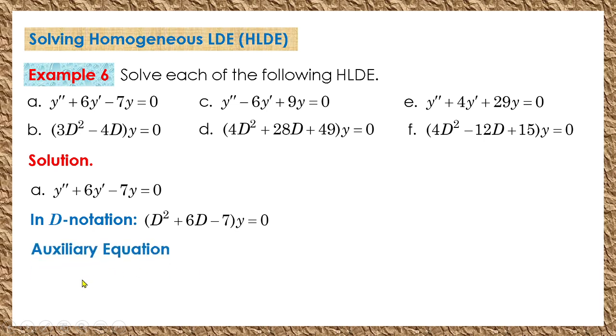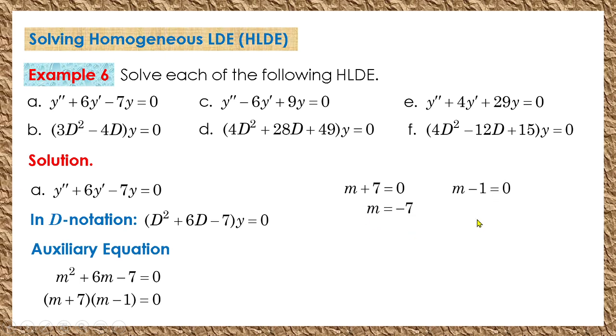Auxiliary equation, m squared plus 6m minus 7 equal to 0. What are the roots? In factored form, (m plus 7)(m minus 1) equal to 0. For the first root, negative 7. Second root, 1.